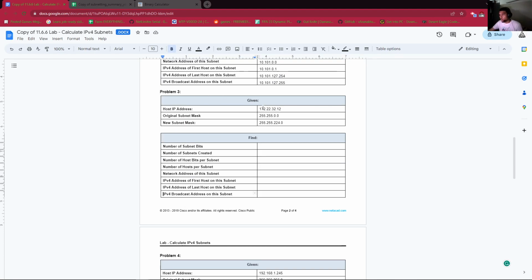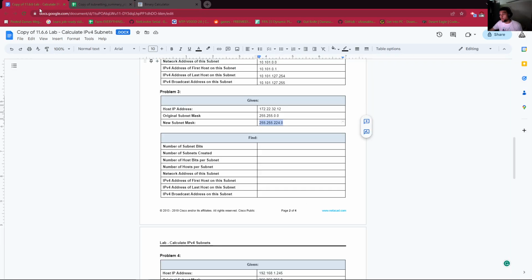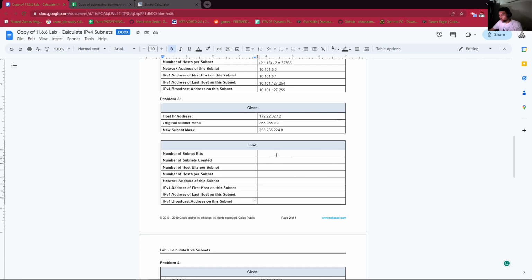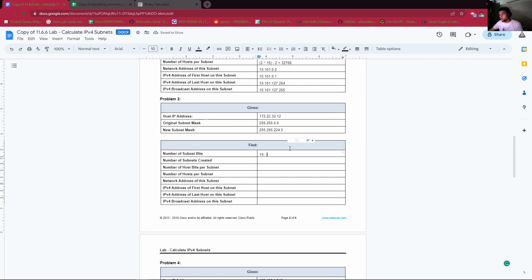Okay, so for problem 3, for the number of subnet bits, we need to find the prefix of the new subnet mask and minus it with the original subnet mask. So the prefix for 255, 255, 224, 0 is 19. Oh, sorry. Okay, so 19 minus the prefix of 255.255, which is 16, and we get 3.